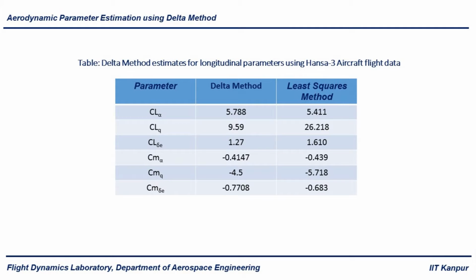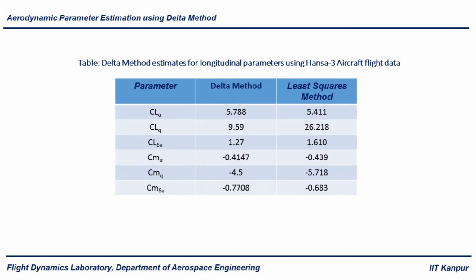Here your strong parameters are CL alpha, CM alpha, CM delta E, and CL delta E. Those strong parameters are in quite good shape, and you have done it from flight data. Further, you can improve this, apply it to different sets of data, and see the accuracy in the result and performance. And as I said, the derivatives CLQ and CMQ were not very much in agreement because of the nature of the data. So maybe you can design a better input.